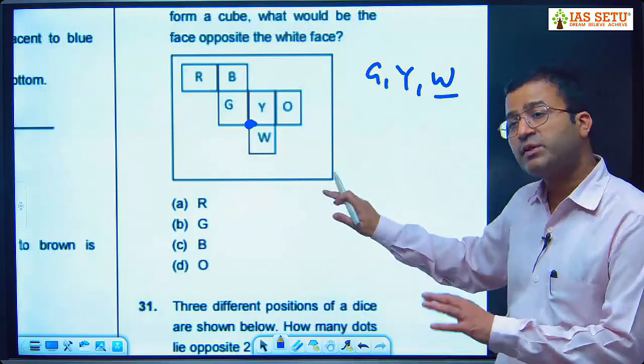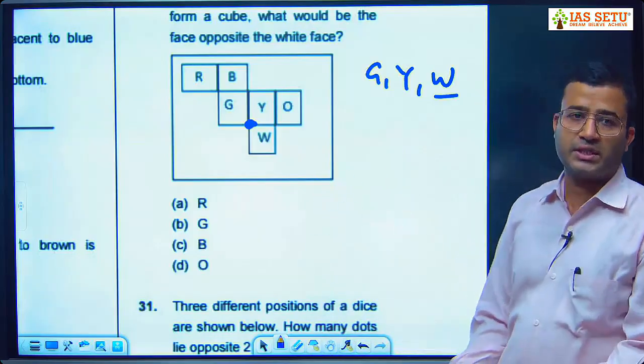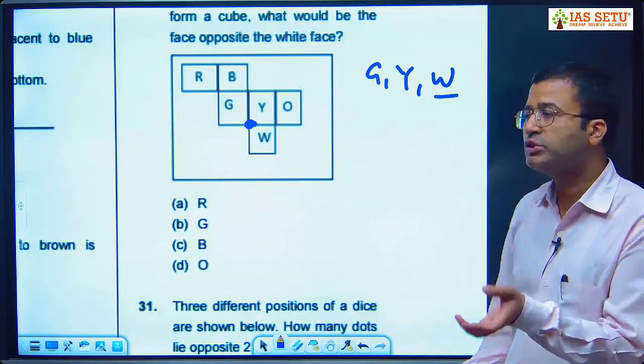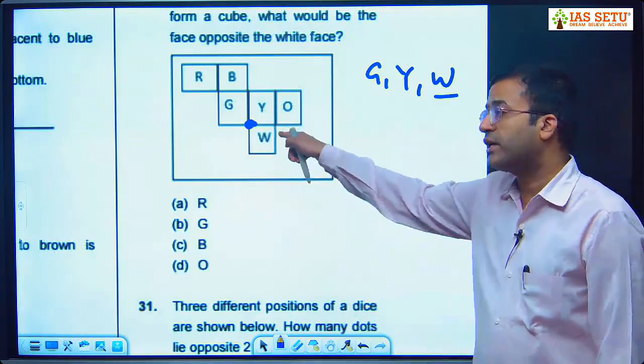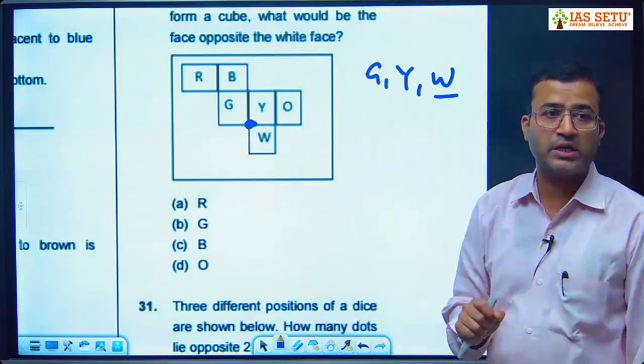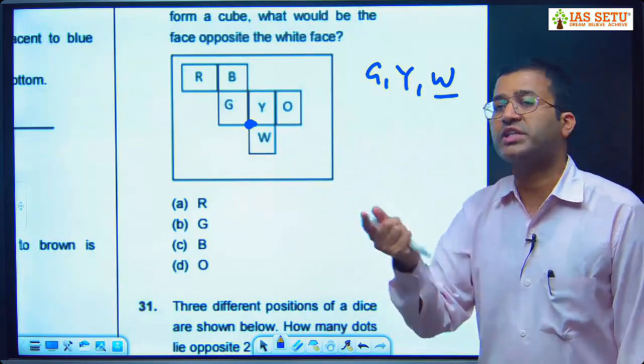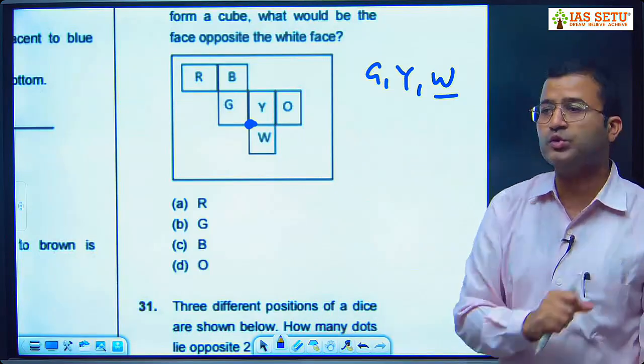This means you can use this in any other question as well. If you find a question difficult, you can take help of a common vertex and convert that question into a statement. You can use a common vertex.